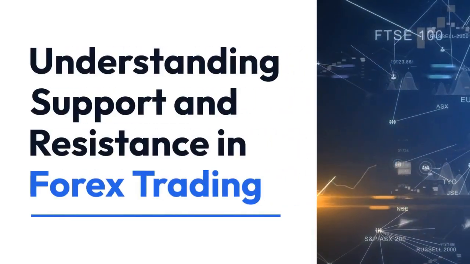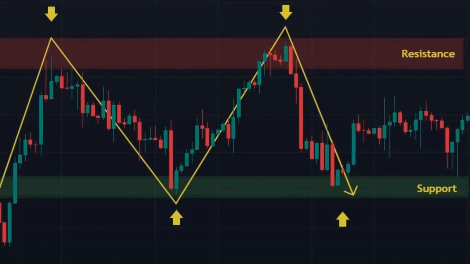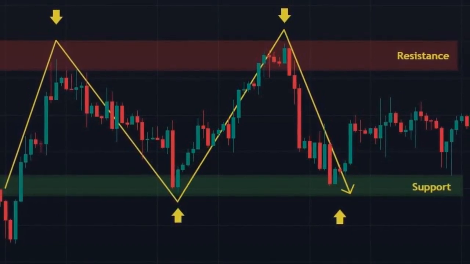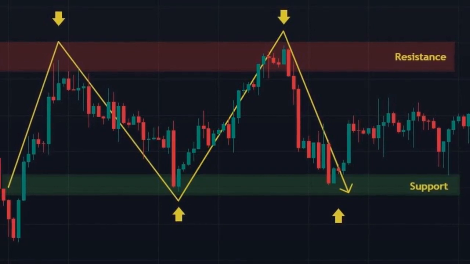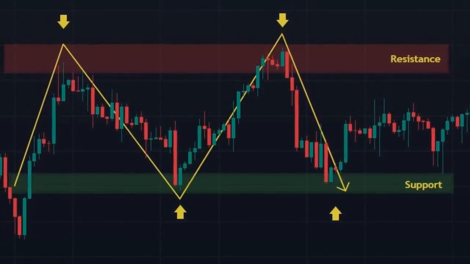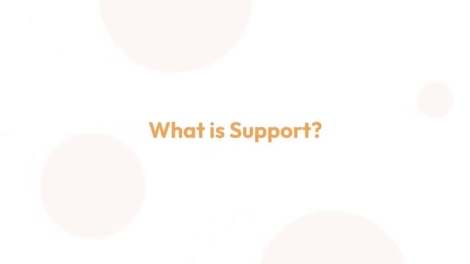In today's video, we are going to discuss an important aspect of Forex trading, which is support and resistance. Whether you are a beginner or an experienced trader, understanding these key concepts can greatly enhance your trading strategy. Support and resistance are fundamental concepts in technical analysis that help us identify potential price levels where a currency pair might change direction. So, what is support?